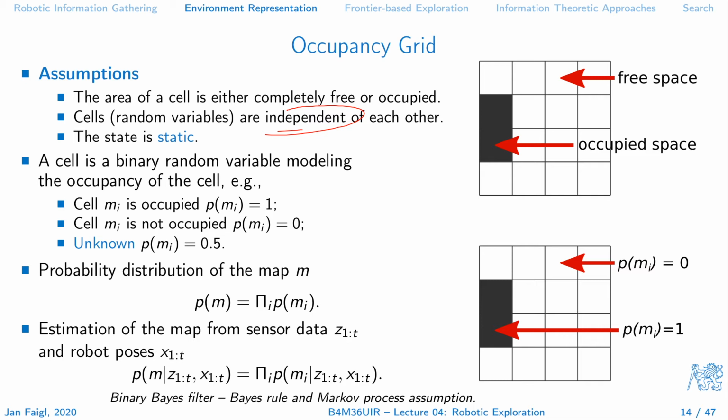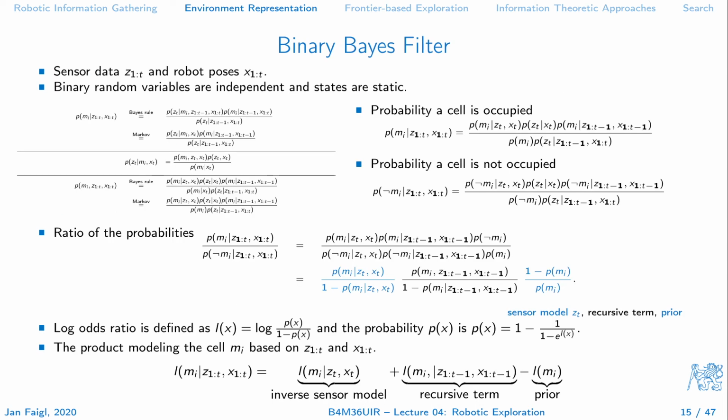So we have a position of the robot and we have new sensor data. So these are the conditional probabilities. And you should remember your Bayes rule and Markov process assumption. Okay, and we will use it. So the binary Bayes filter, just to remind, because it's probably covered in other courses.